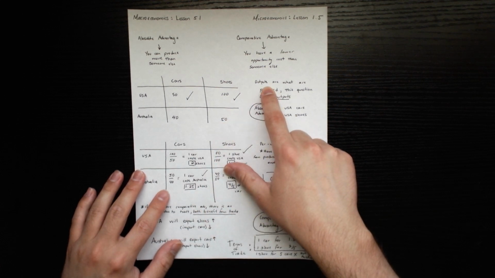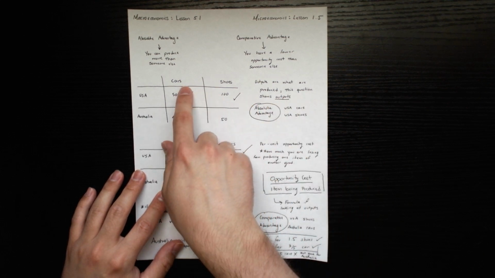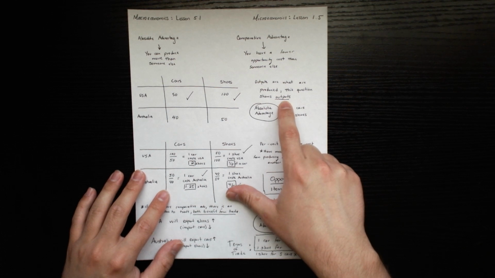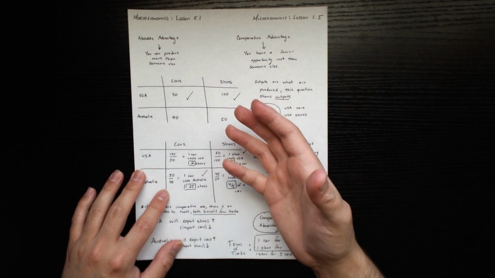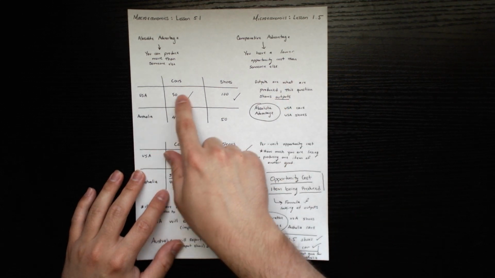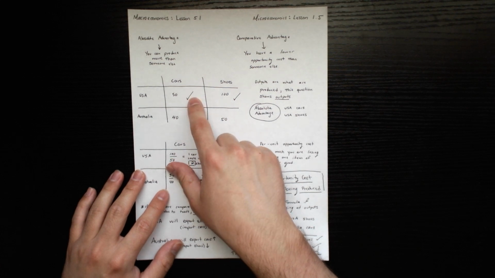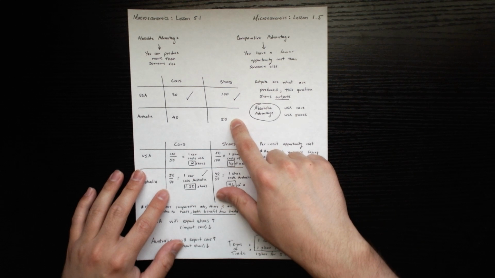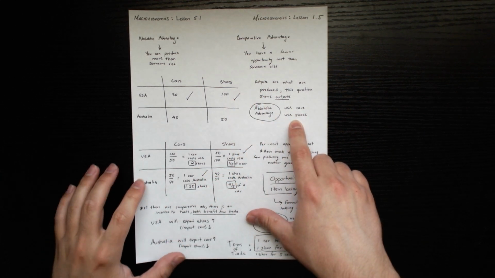Now, first, we're going to look at outputs. This is an output problem because we're looking at what is produced. In this case, the production of cars and shoes. So this question is telling us about outputs. The absolute advantage here is going to be who can produce the most. So the USA can produce 50 cars, Australia can produce 40. So the USA has the absolute advantage in cars. And the USA can produce 100 shoes and Australia can produce 50. So the USA has an absolute advantage in shoes.